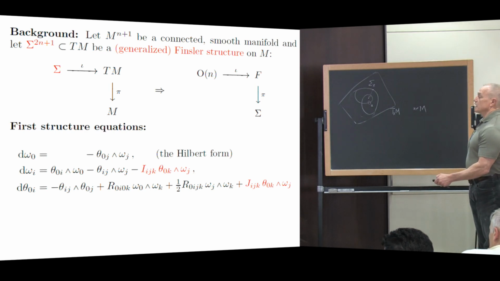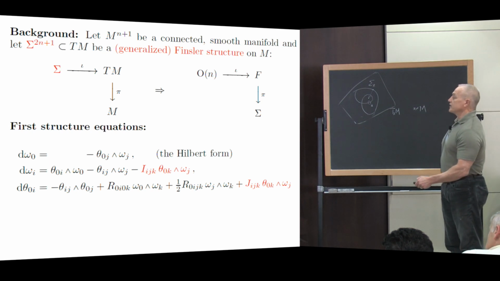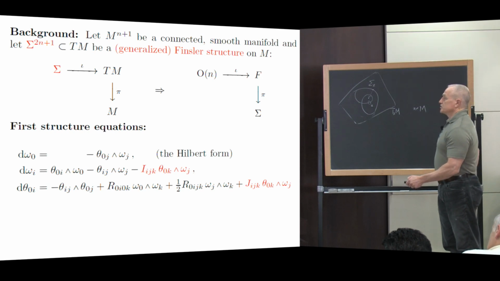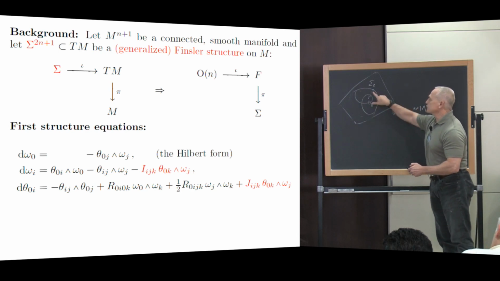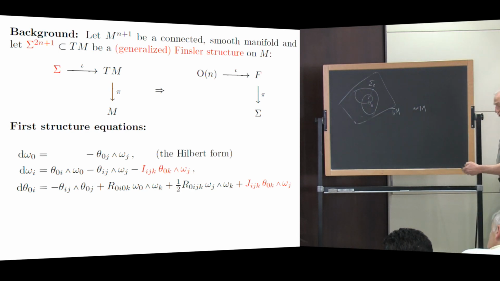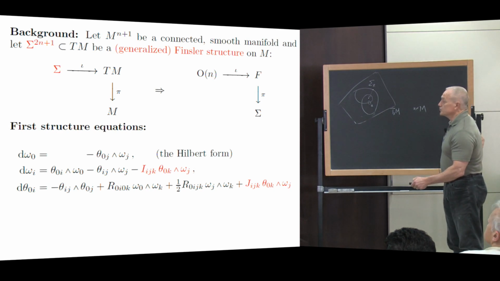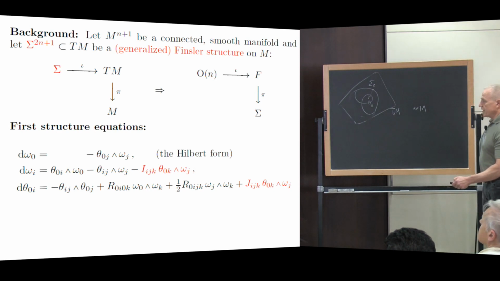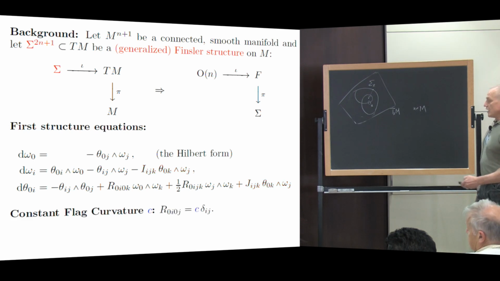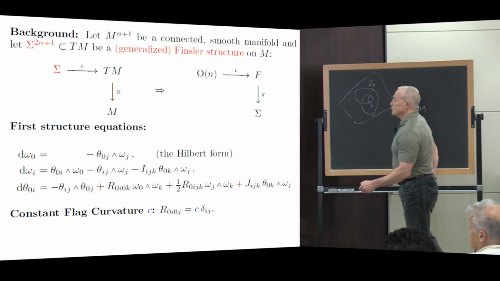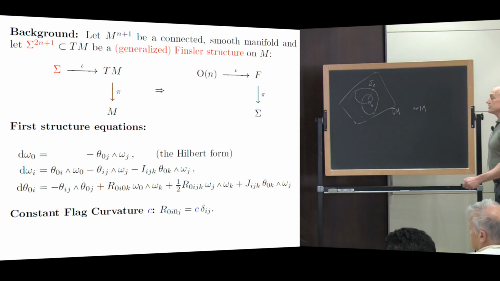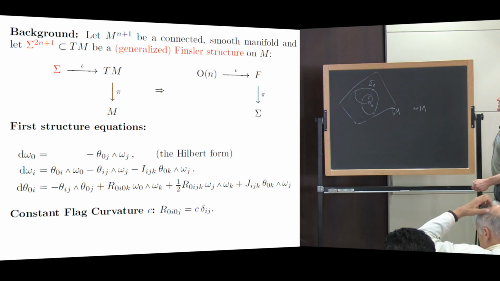These quantities, capital I_ijk and J_ijk, are invariants that tell how the shape of the hypersurface differs from being an ellipsoid centered at the origin. This is the Cartan structure tensor, and these are the fundamental curvature invariants. The flag curvature: it turns out the condition of constant flag curvature is exactly the condition that these terms are C.